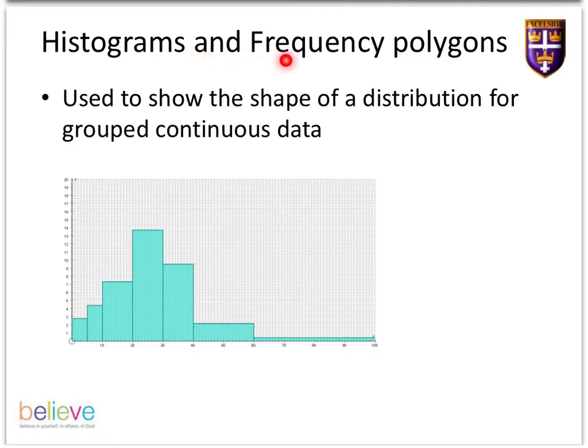So here we are, we're starting with histograms and frequency polygons. Here's an example of a histogram. It's essentially like a bar chart for continuous data. So you should have seen these before. What's really important about histograms though, and it explains some of the key features of histograms, is that we're interested in the shape of the distribution.